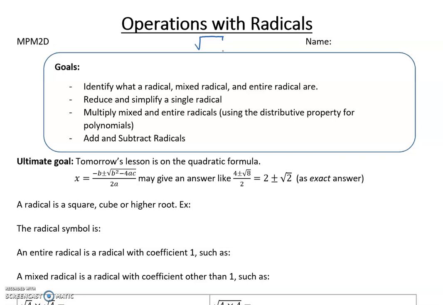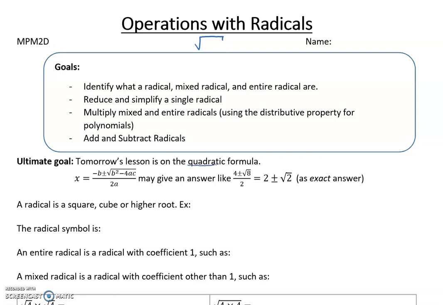So the first goal is to identify what a radical, mixed radical, and entire radical are. Then we want to reduce and simplify a single radical. We want to multiply mixed and entire radicals using the distributive property for polynomials, and then we want to add and subtract polynomials.